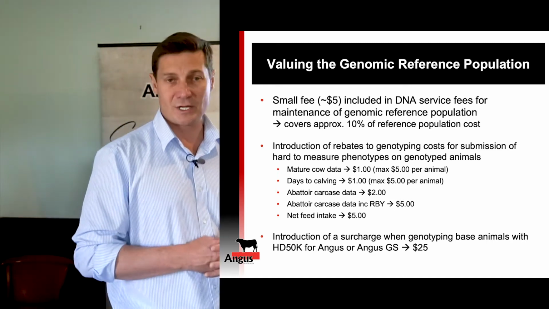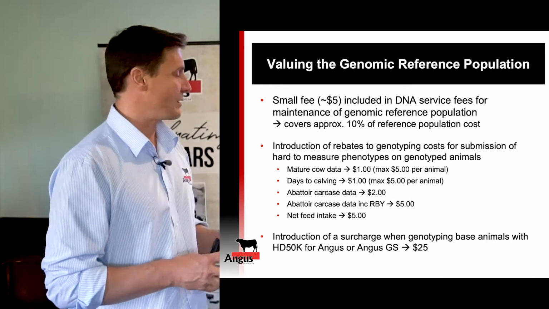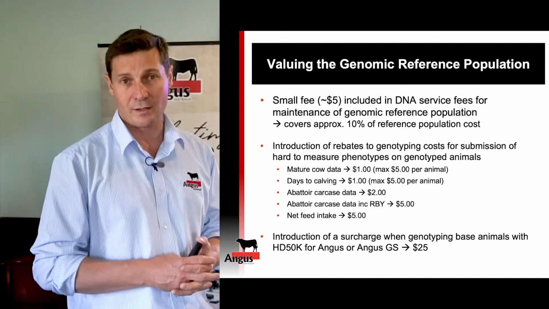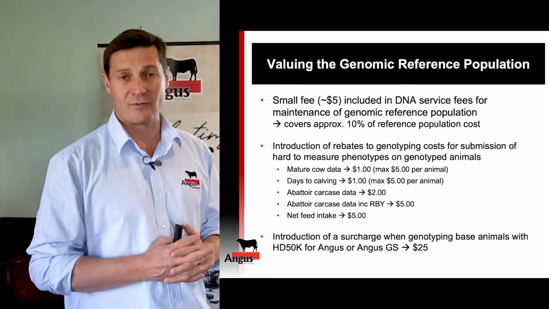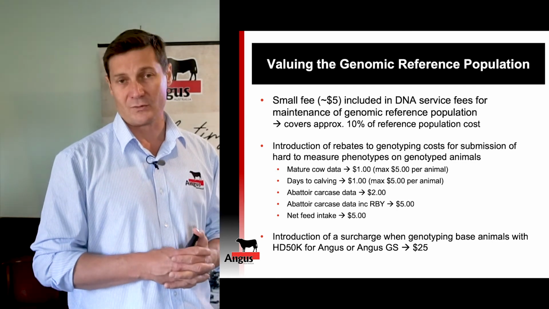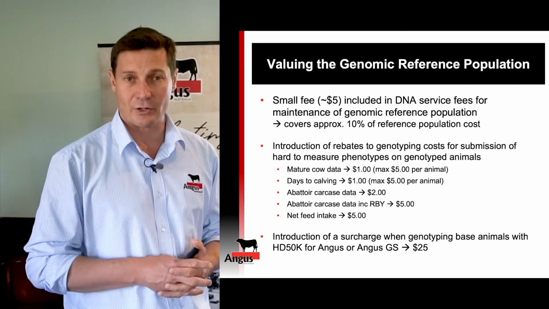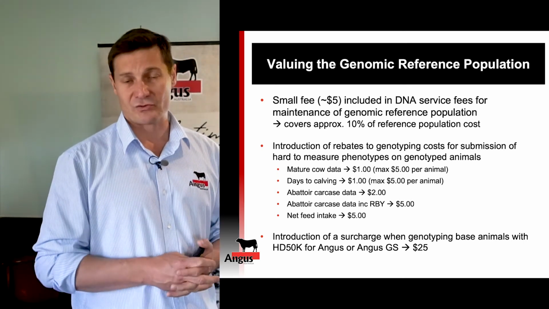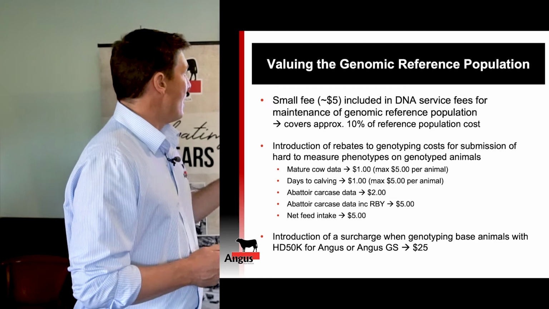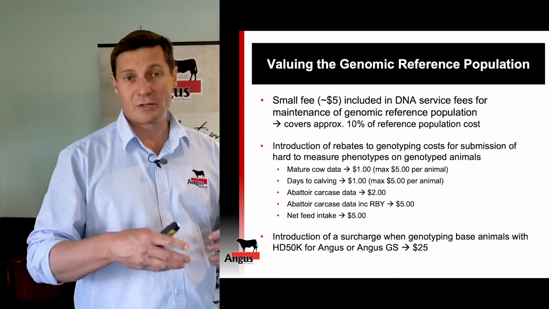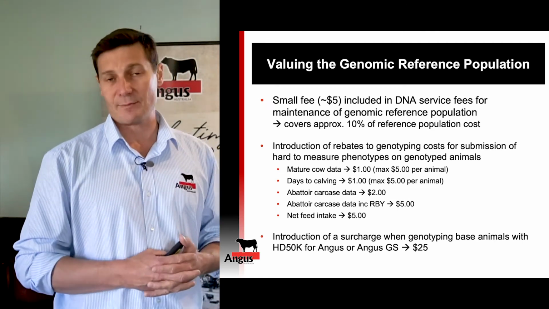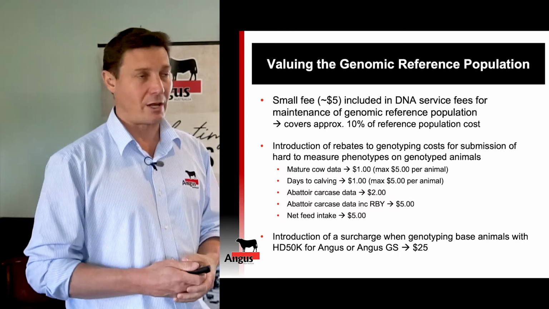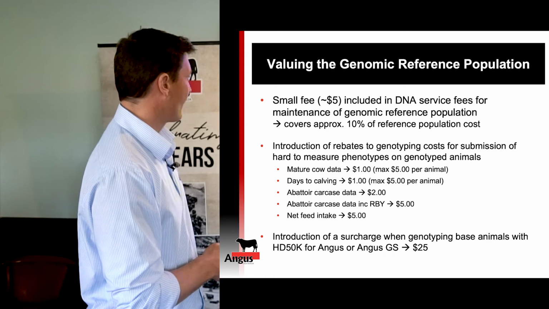Now that doesn't go anywhere near to covering the cost of that reference population. So at the moment that covers around 10% of the total cost to Angus Australia. The rest of that cost is currently covered by funding from Meat and Livestock Australia through the MLA Donor Company scheme and also from other Angus Australia income sources. But in time, as genotyping grows, I guess the model is in place to really try and fund that in a sustainable way and contribute far more than that 10%.